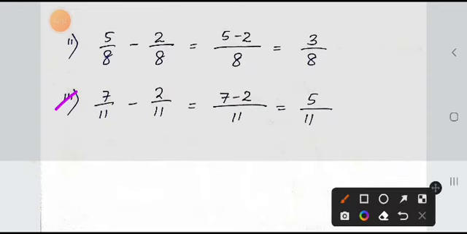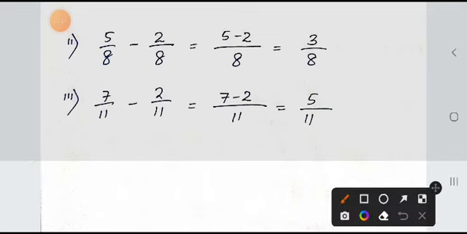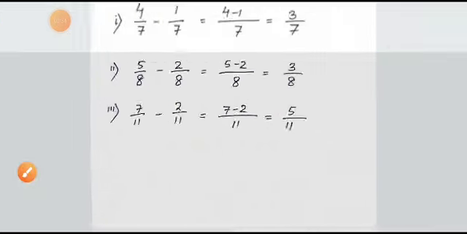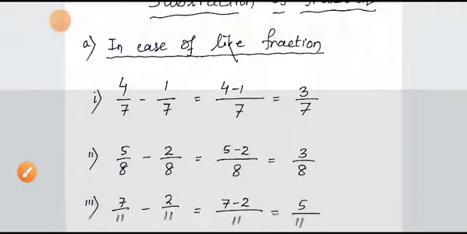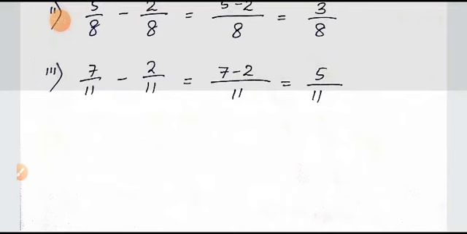Now we have 7 upon 11 minus 2 upon 11. We are subtracting 2 upon 11 from 7 upon 11. So in this process also we will write the denominator as same, that is 11, and in the next denominator there will be also 11, and in case of numerators we have to do the subtraction process, that is 7 minus 2. So 7 minus 2, that is 5. So 5 upon 11 is the correct answer. So this is the case of like fractions. You can do the subtraction process easily. There is no any difficulty.